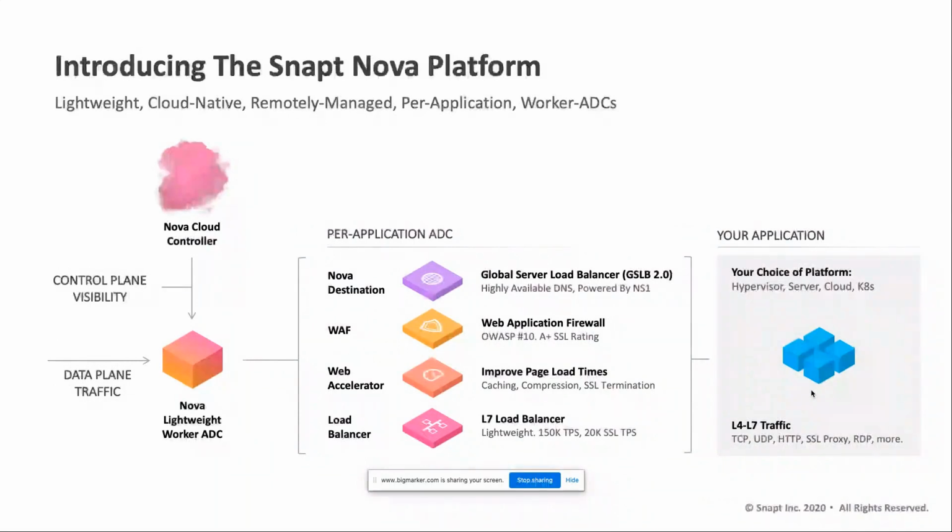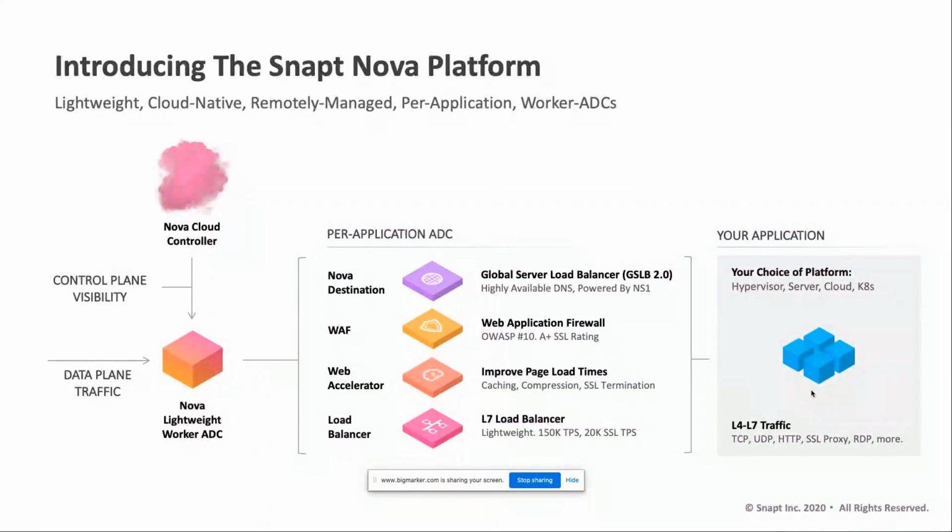So we've introduced the two products, both Aria and Nova, and I've mentioned that Aria is an ADC platform that really enables that north-south type of traffic control, which we all know and love and have been implementing for the past 20 to 30 years. What I really wanted to talk about today is to introduce the Snapt Nova platform in more detail. And the Nova platform, just to put it simply, is a lightweight and centrally managed per application ADC.